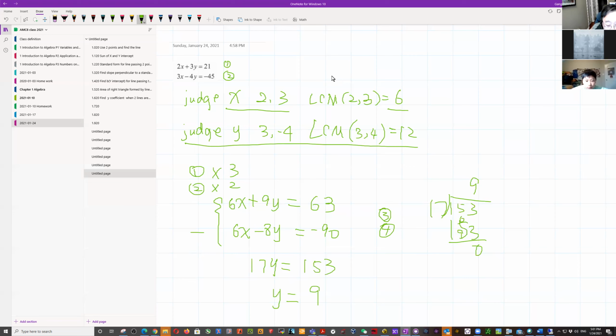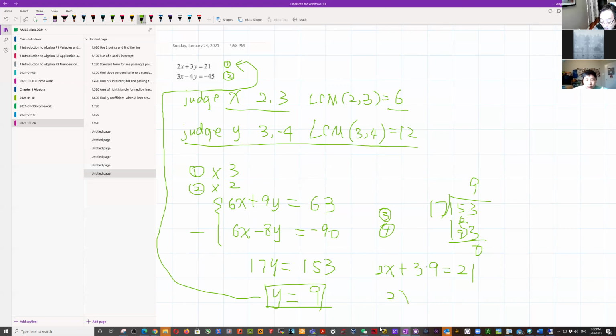And then we are able to plug this result into any of the previous ones. Let's say we plug into 1 in order to calculate it. So basically 2x plus 3 multiplied by y equal to 9, multiplied by 9 equals 27. Then 2x going to be, move 27 to the other side, 21 minus 27 going to be -6, x equals -3.